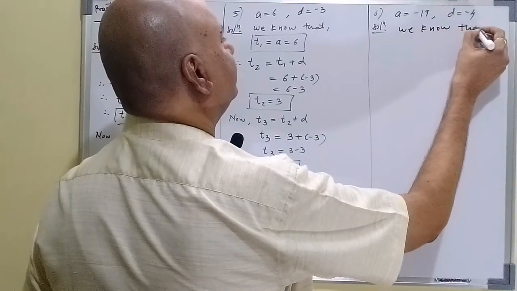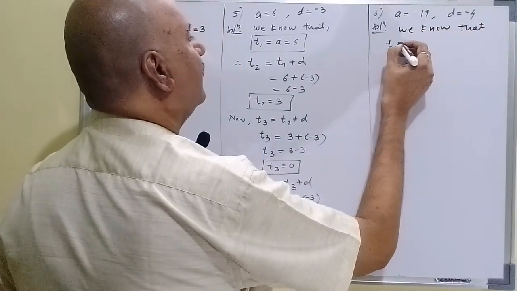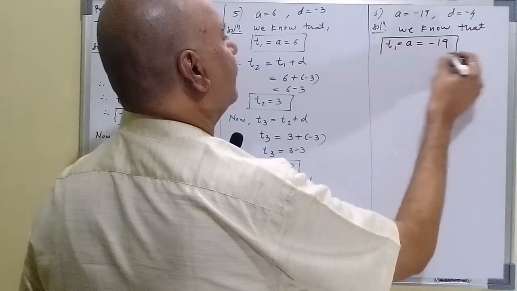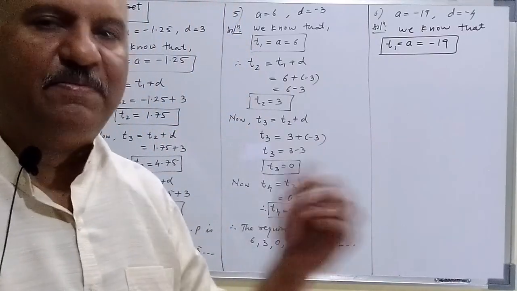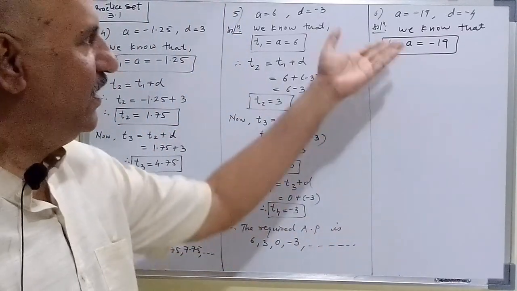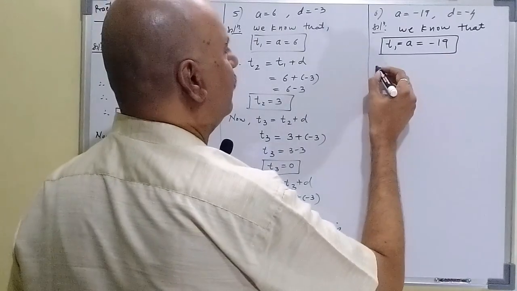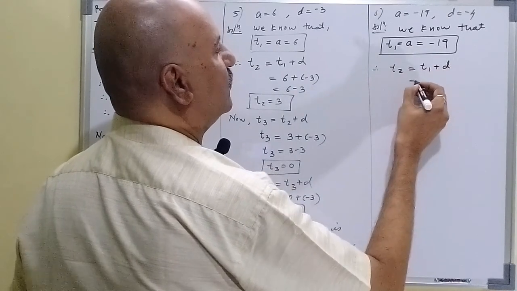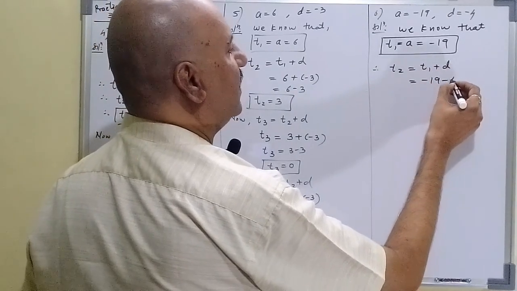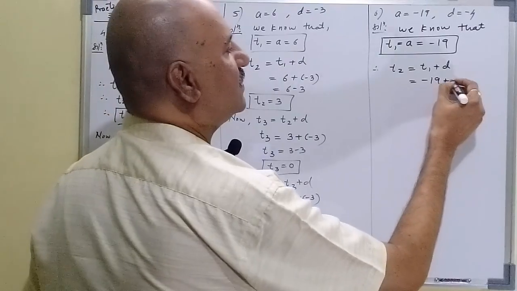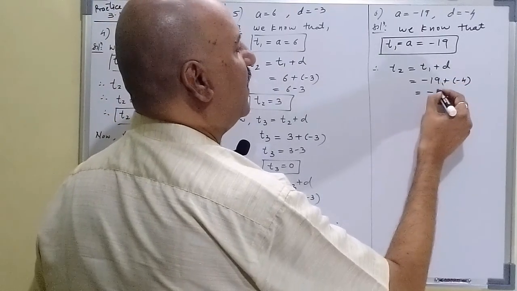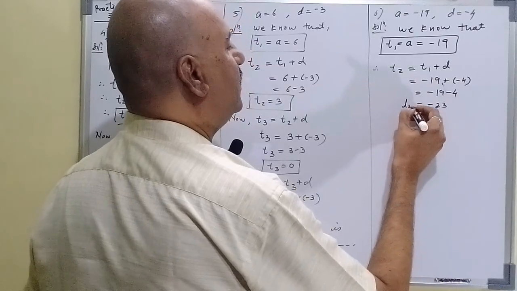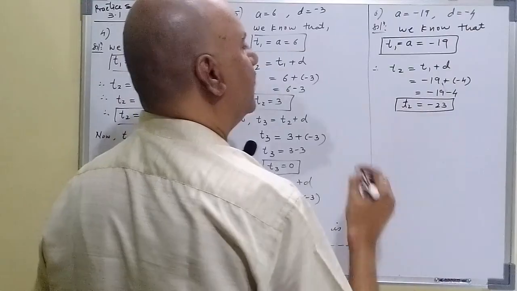We know that T1 equal to A equal to minus 19. पहला टर्म, फर्स्ट टर्म हमें मिल गया, दिया ही है उन्होंने, A is minus 19. सो अभी नाउ गो फॉर T2. T2 क्या है? T1 plus D. सो T1 is minus 19. अच्छा एक स्टेप लिख दो, प्लस ब्रैकेट minus 4. So इसलिए minus 19 minus 4 is minus 23. T2 मिल गया minus 23.